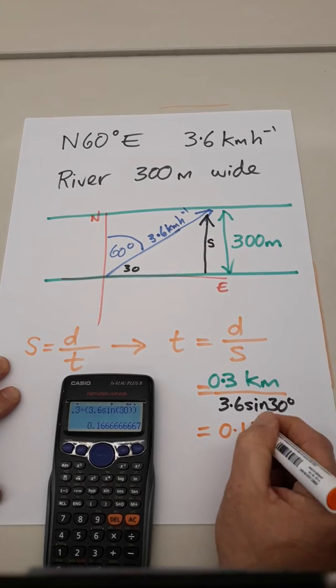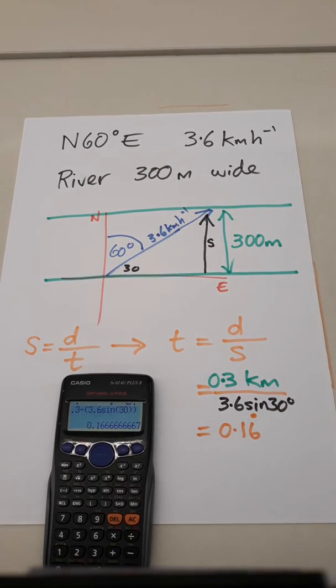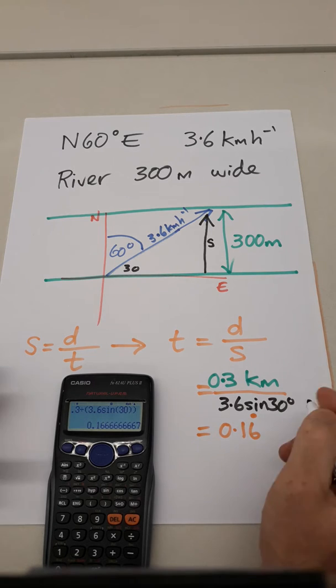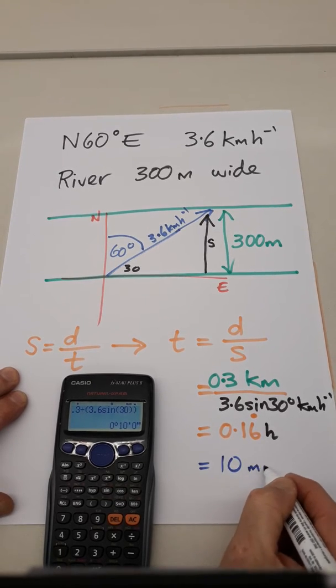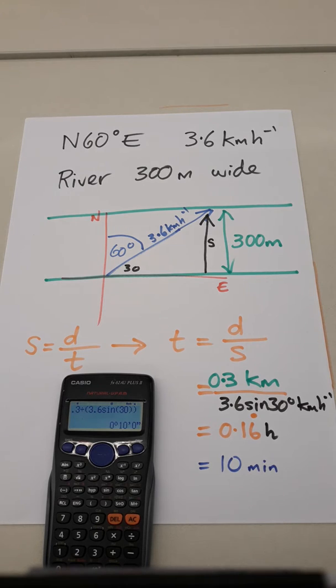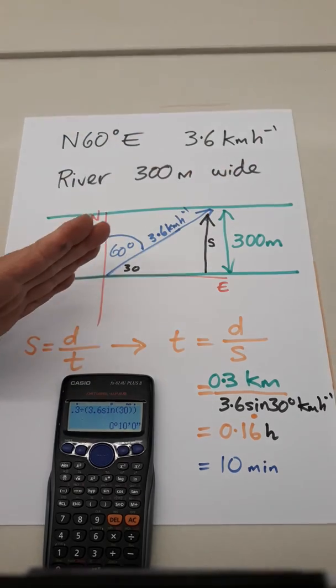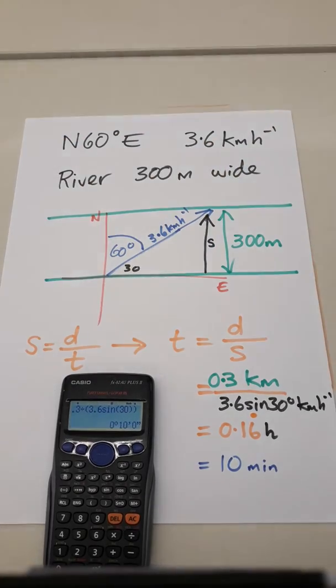0.1666. 0.1666 what? Well, the speed is in kilometres per hour. So the kilometres will cancel. H to the minus 1 is just H. So that's how many hours. If you press this button on the calculator here, it tells you it's no hours, 10 minutes, and no seconds. So basically, it's going to take 10 minutes to cross the river under those circumstances, if nothing affects him and he just swims straight across at that angle, a 300 metre river.